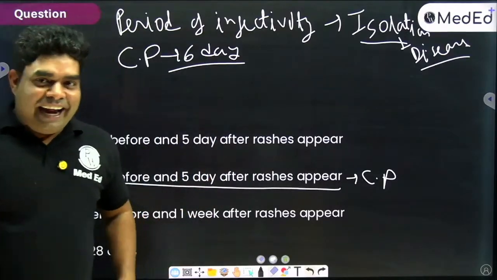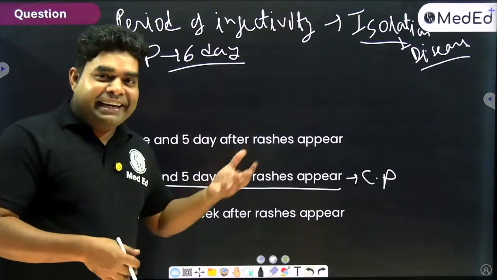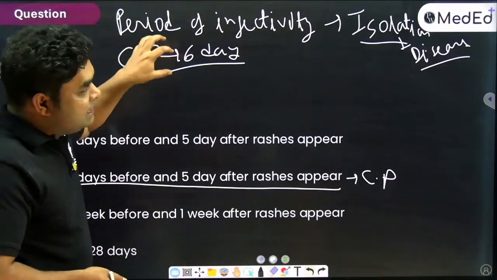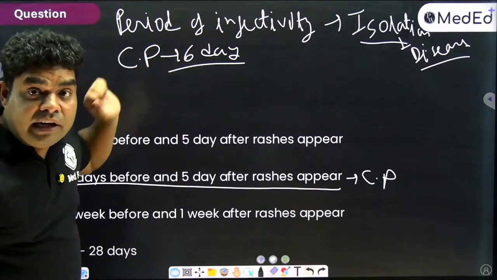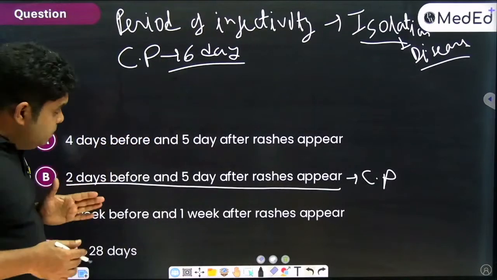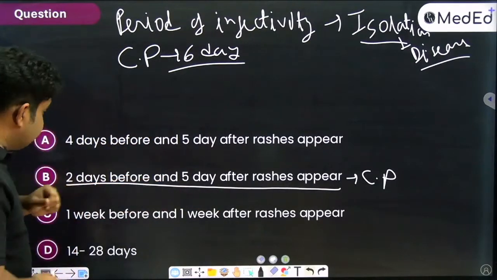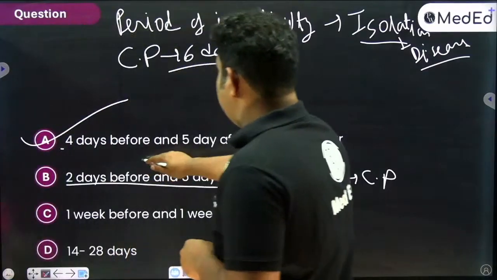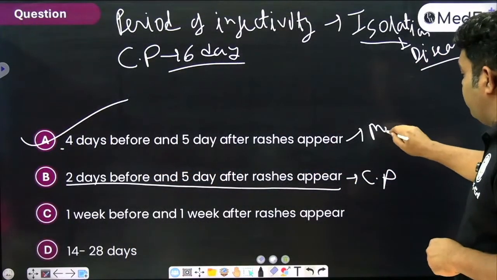And now for the next 6 days they will enjoy the pustules and all, they will enjoy the stay. So this is the reason why we read about infectivity and incubation period for quarantine and isolation. Now, chickenpox is 2 day, 5 day. Measles is 4 day, 5 day. So the last image was of measles, and for measles it is 4 day before, 5 day after.